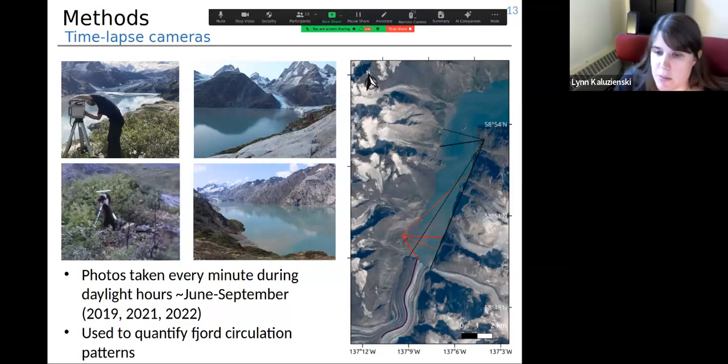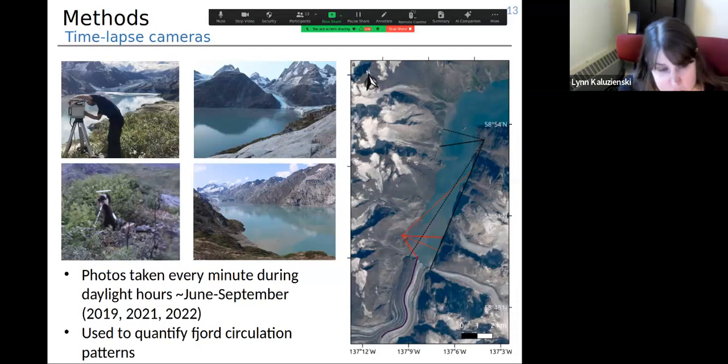So on the right is an example of the locations of the cameras. We had two towards the front, pointed towards the glacier and towards the fjord, and then two looking all the way down the fjord from the far end. These time-lapse cameras take photos every minute during the daylight hours, and we've been able to use this to quantify fjord circulation patterns, and this is from iceberg tracking, which I'll talk about in a second.